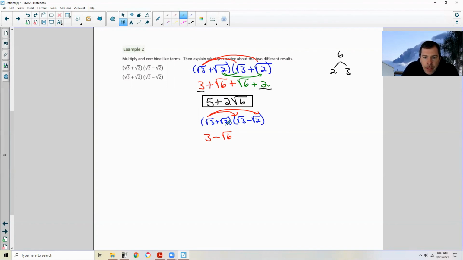Okay, and then I'm going to distribute the square root of 2. Positive times a positive is positive. Square root of 2 times the square root of 3 is the square root of 6. Positive times a negative is negative. Root 2 times root 2 is 2. Okay, combine like terms. 3 minus 2 is 1. And minus root 6 plus root 6 cancels. And this simplifies to simply 1.